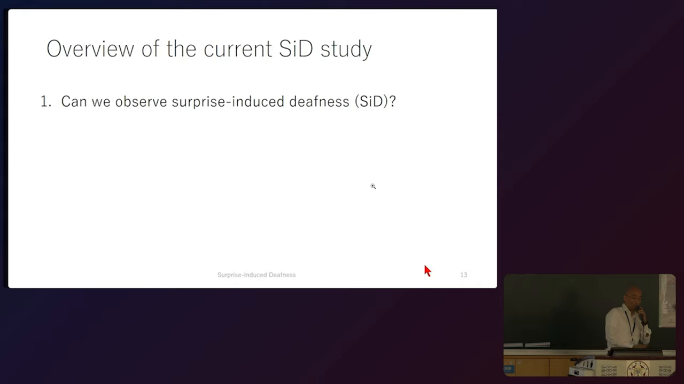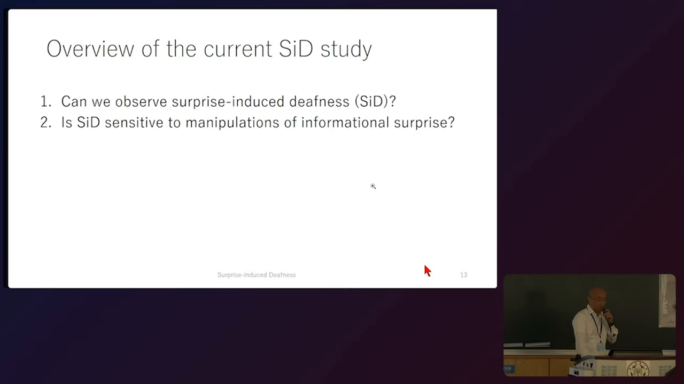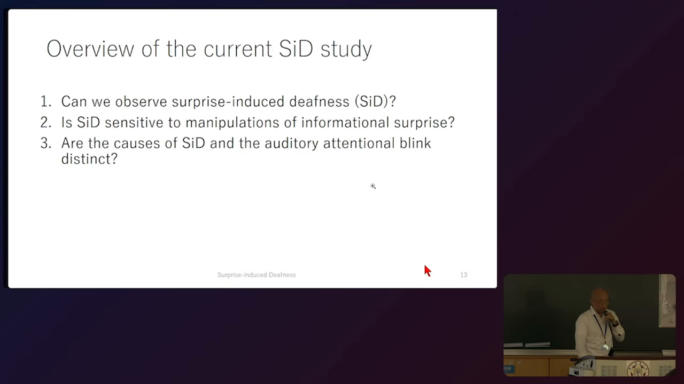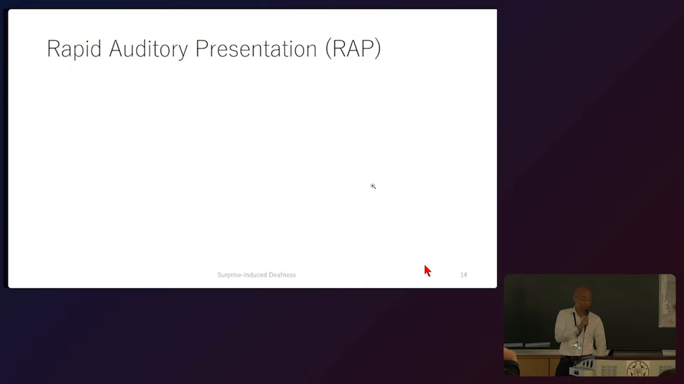So if you remember the matrix of stimulus-driven, goal-directed, audition, visual, can we observe surprise-induced deafness instead of blindness? That's our first question. Then, is it sensitive to manipulation of informational surprise, like the rarity of the surprise and the homogeneity of the surprise? If it stays constant, is the habituation faster? And then, is it different from the goal-directed limitation? Is it really tapping onto stimulus-driven limitation? I would like to talk about those three research questions.